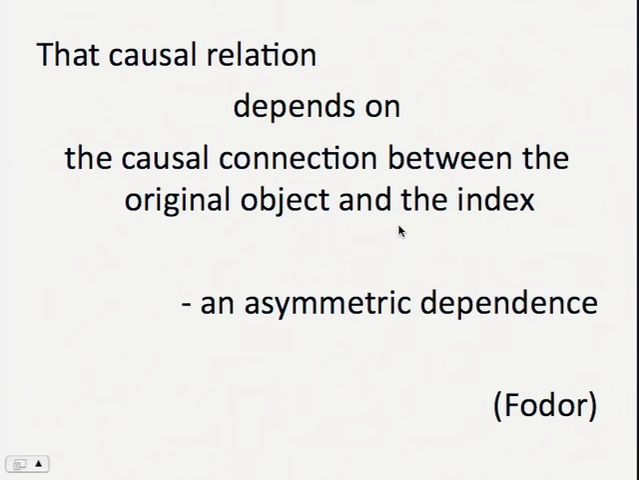When Calvin is trying to keep track of his mother and winds up following the wrong woman around the supermarket, then what has happened there is that he set up a causal connection between his mother and the tag. The causal connection between this other woman and the tag is there only because of the earlier causal connection. There's an asymmetric dependence there, in Fodor's terms.